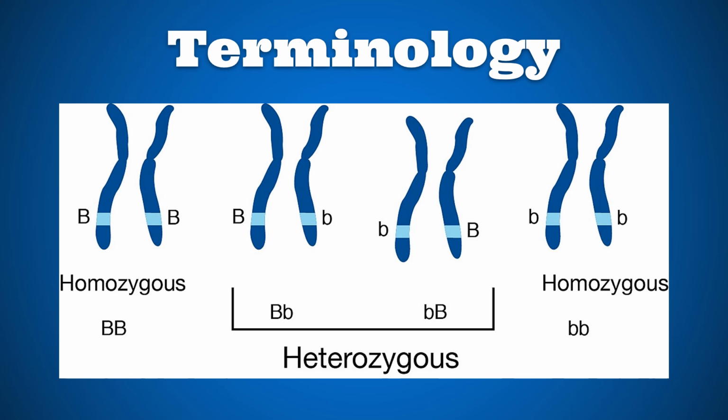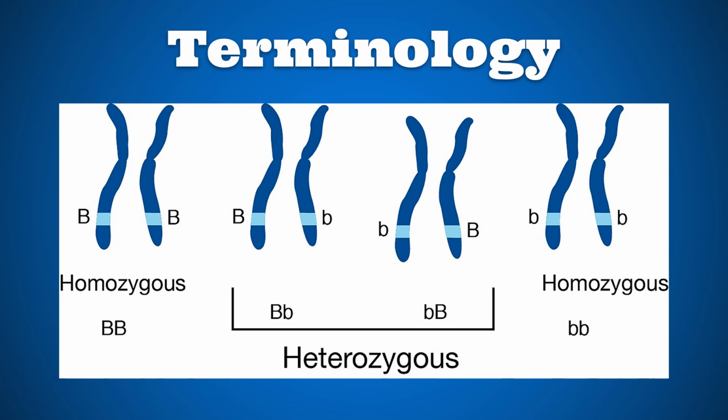There are more terms that are used in genetics to describe genotypes. The term homozygous means that you have two copies of the same allele. You can be homozygous dominant if you have both copies of the dominant allele, such as two capital B's. Or you can be homozygous recessive if you have two copies of the recessive allele, such as two lowercase b's. The prefix homo means same. Another word for homozygous is purebred.